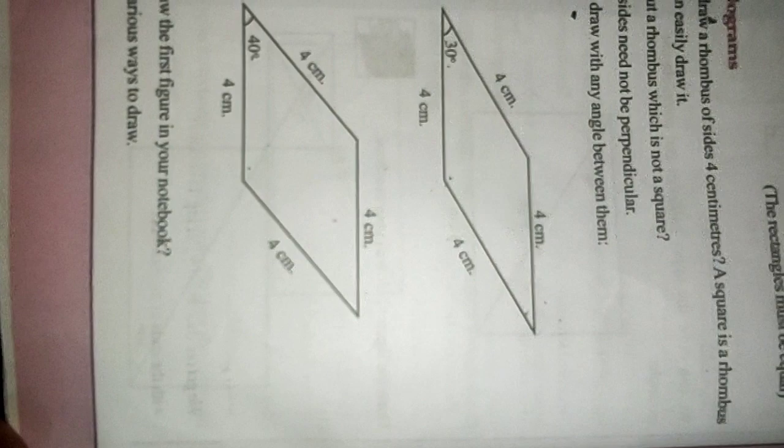Okay, so rhombus means all sides are equal. Opposite angles are equal. Adjacent angles are supplementary. Diagonals are perpendicular bisectors of each other. Okay, so keep in mind all the properties of rhombus. Then we are going to construct this rhombus. Okay, so we need to draw a rhombus of sides 4 centimeter and one of the angle 30 degree.